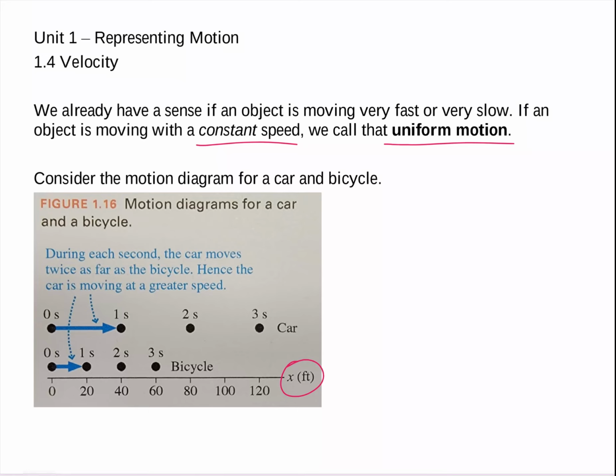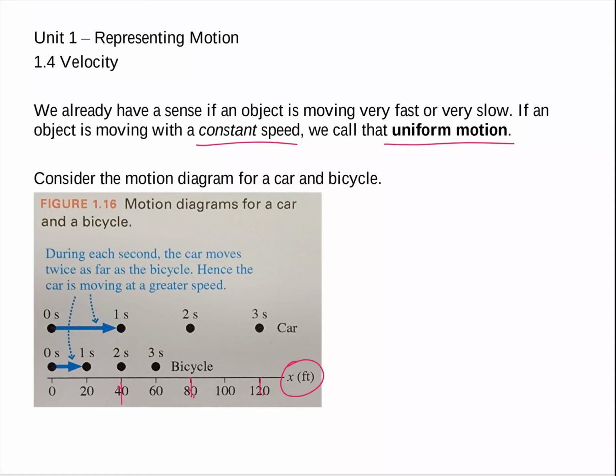If we just look at the car, from 0 to 1 second, the car went 40 feet. From 1 second to 2 seconds, the car went from 40 to 80, so that's another 40 feet. From 2 seconds to 3 seconds, the car went from 80 to 120, that's another 40 feet. So the car is moving 40 feet for every second that goes by. It has uniform motion. We have a distance traveled in an interval of time, and the distance traveled in that same interval of time each time is the same, therefore it's uniform motion, because it's a constant speed.